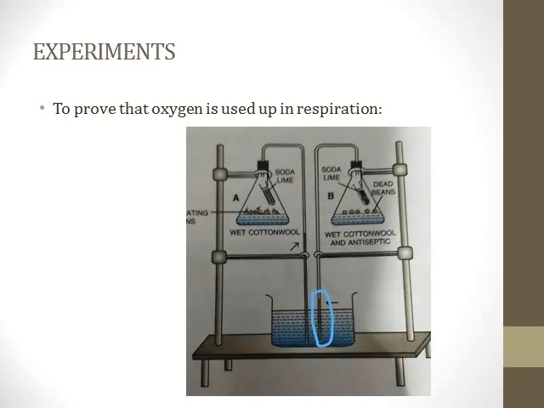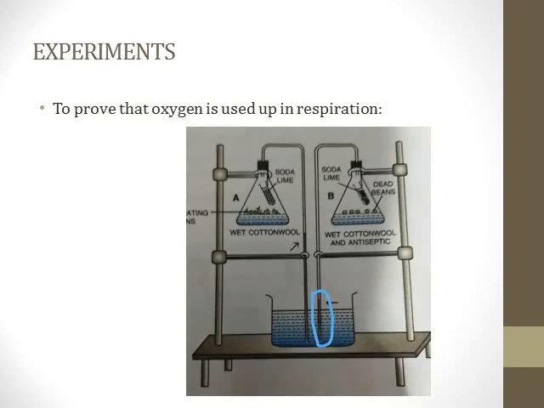Because in flask A there is no oxygen present, because the oxygen is utilized by the germinating seed, so oxygen is not present in flask A. We very well know oxygen is the burning gas. So when a burning paper is taken near the mouth of that conical flask after removing the cork, the burning paper immediately puts off the fire because there is no presence of oxygen.